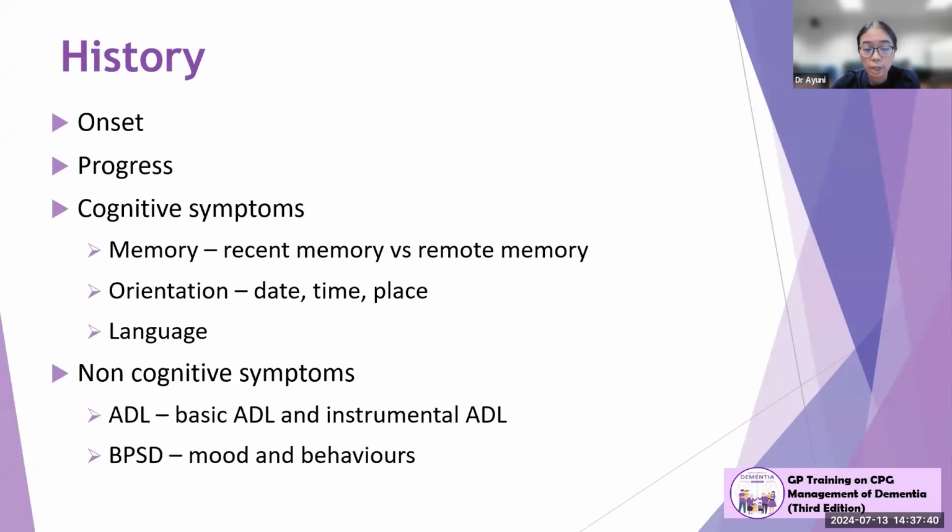For example, cooking is a higher level, instrumental ADL. Using a handphone, self-administered medications, all these are higher level ADL. Going for shopping, grocery shopping, where they use money to buy things, are higher level ADL. Driving also is IADL, instrumental ADL. So you should assess what they could do previously and what they cannot do now. So this is loss of function.